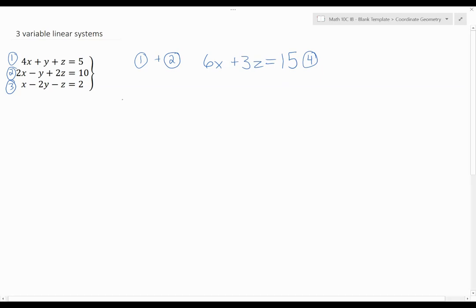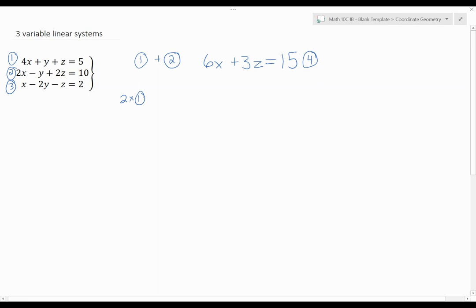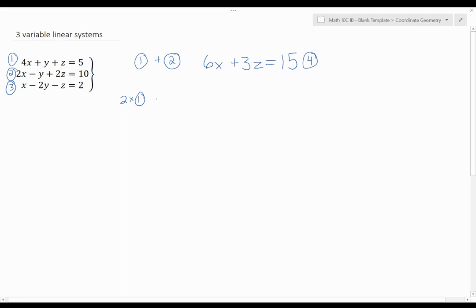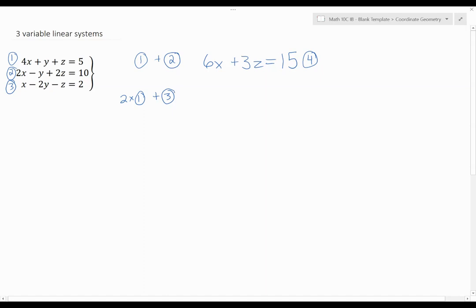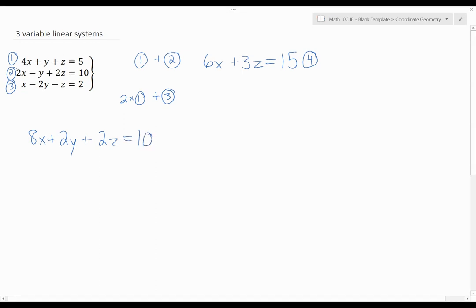The way to do that is I'm going to multiply 2 times equation 1, which would give me a y coefficient of +2. And then I'm going to add that to equation 3, which has a y coefficient of -2. The +2 and the -2 will cancel. So to see what that would look like, 2 times equation 1 is 8x plus 2y plus 2z equals 10. So that's 2 times equation 1. And I want to add that to equation 3.